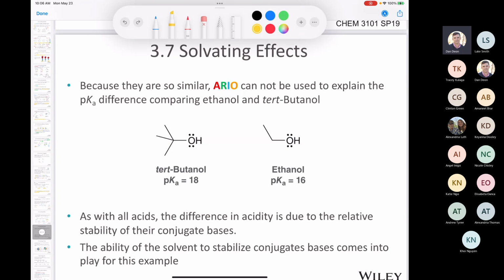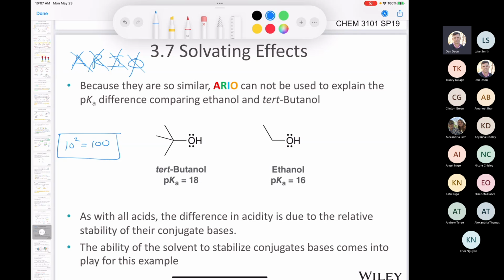Take a look at these two alcohols. This is a pretty cool example. You have tert-butanol and ethanol, and there's a difference in pKa between these two of 10 to the power of 2, which again is 100. We saw that earlier today. But why is it that ethanol is so much more acidic than tert-butanol? You can't use the A from ARIO, you can't use resonance, you can't use induction, and you can't use orbital. You got nothing. So how do you explain it?